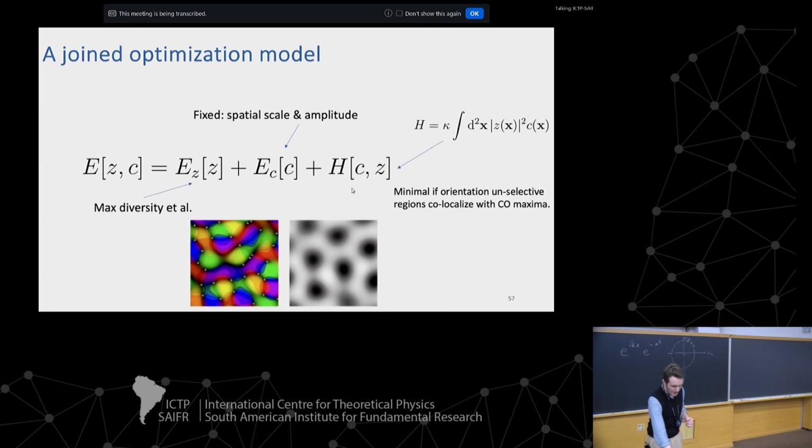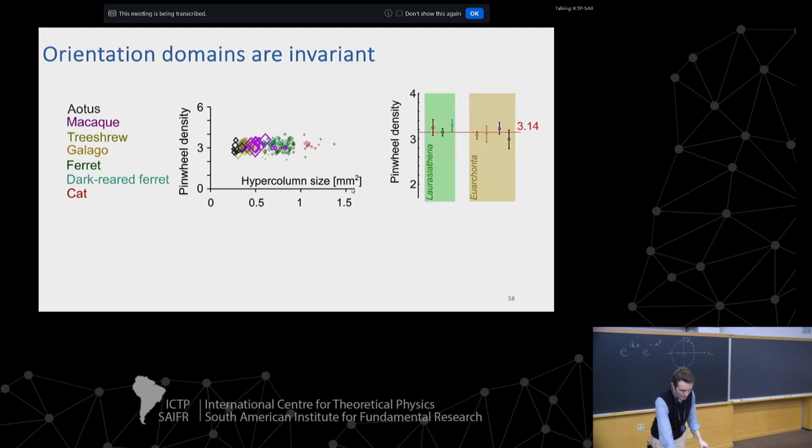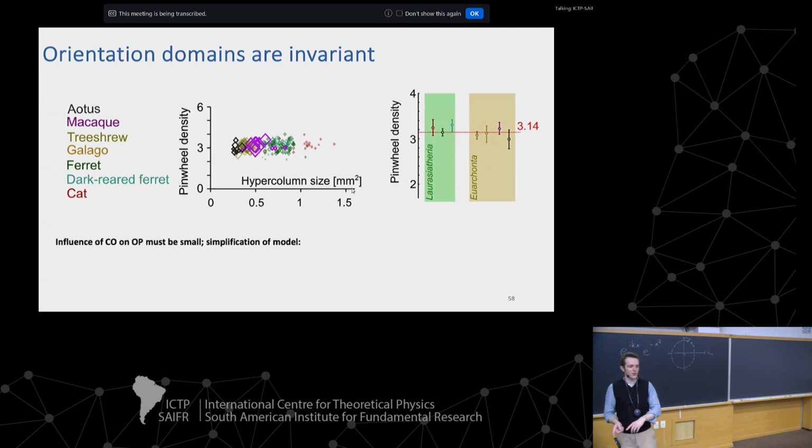do our previous business of counting pinwheels, measuring typical scales, and counting their numbers. If we go through that exercise, we find that the owl monkey, Aotus, and macaques, and the tree shrew all have the same pinwheel density of essentially 3.14. Statistically indistinguishable. And that suggests that the influence of cytochrome oxidase on orientation preference must be pretty small.